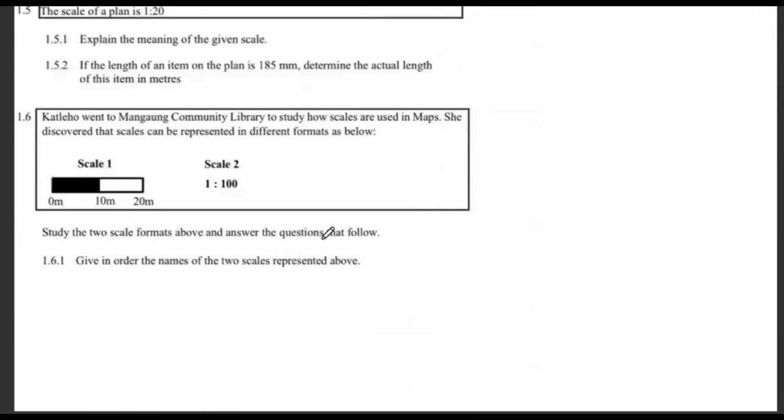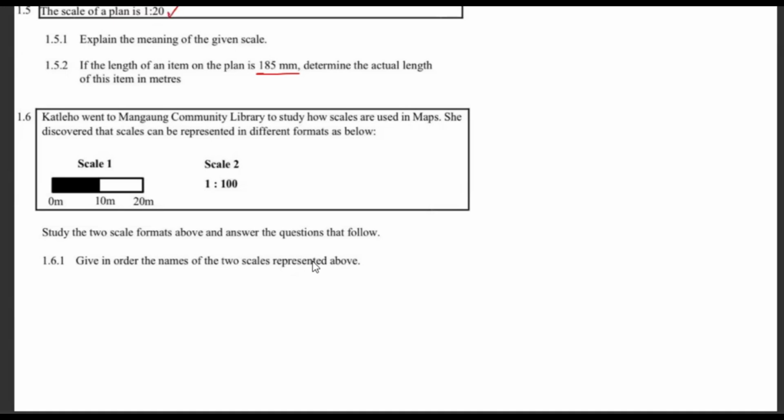1.5 asks about the scale, which is 1:20. Explain the meaning of the scale. We've already seen that: 1 unit on the map equals 20 units in real life. If the length of an item on the map is 185 millimeters, determine the actual length of this item in meters.